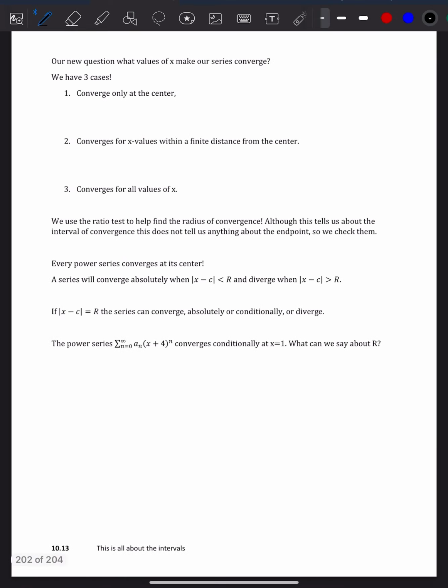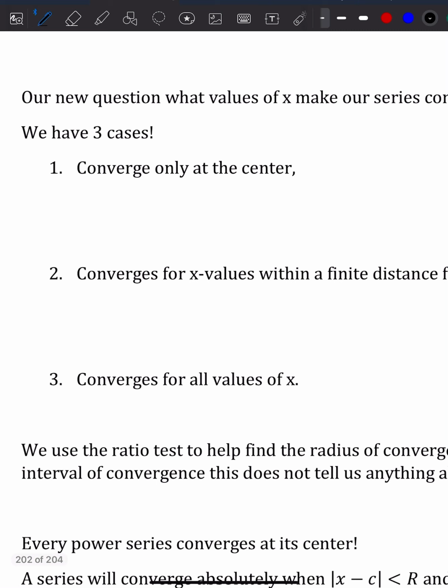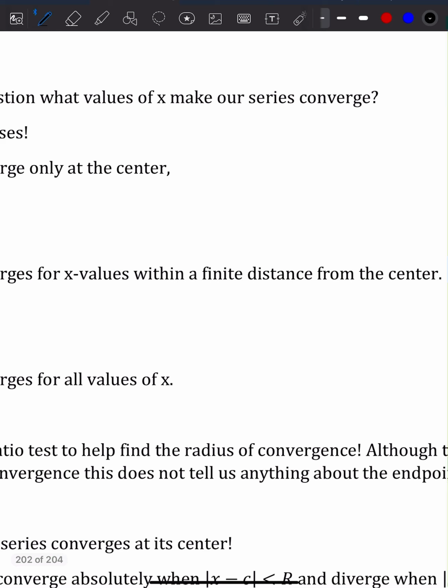So our new question is, what's going to make this series converge? When we talk about that, we have 3 different cases, which is why we're going to be talking about a radius. So we have 3 cases here. We converge only at the center of our function. What this means is that every term becomes 0.